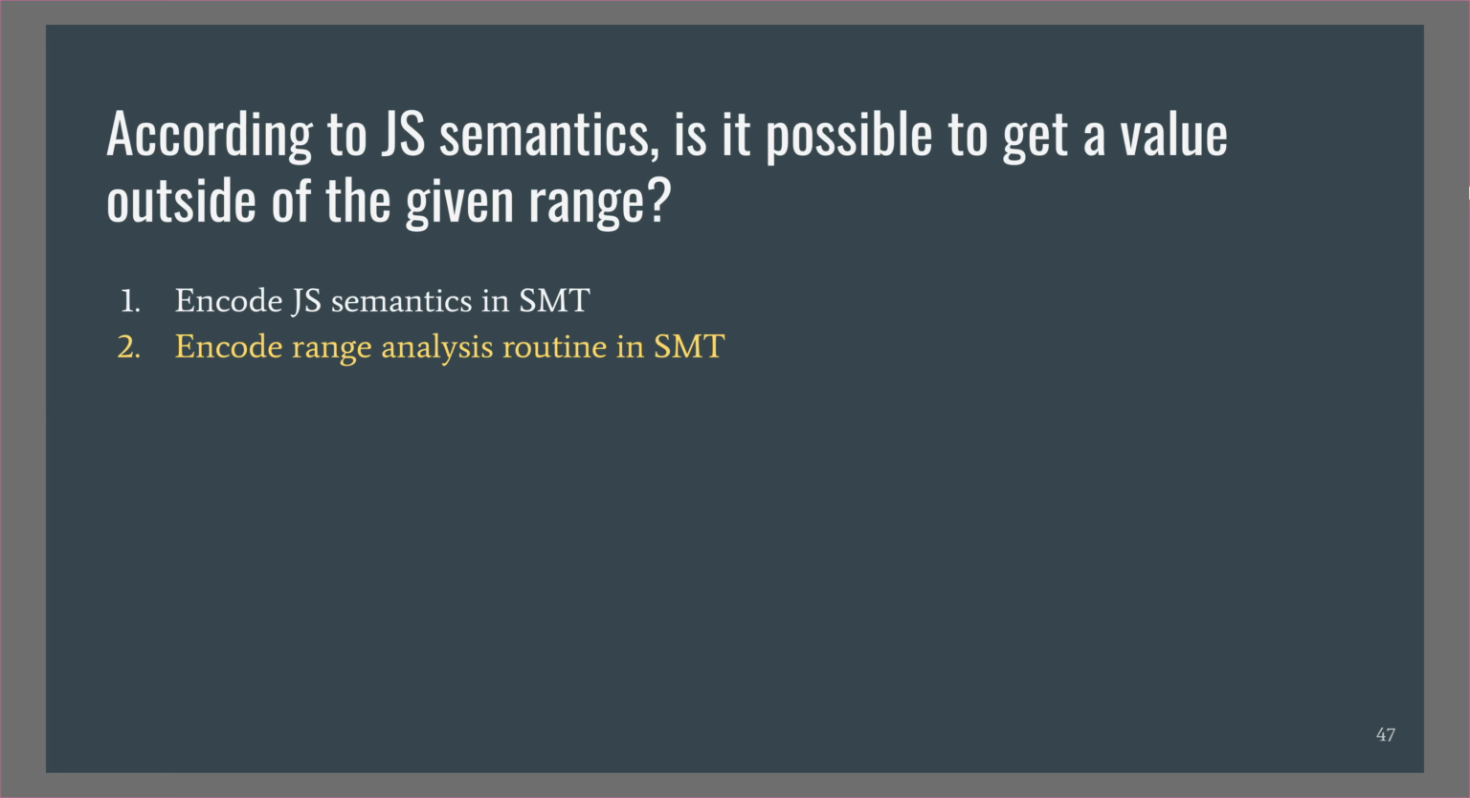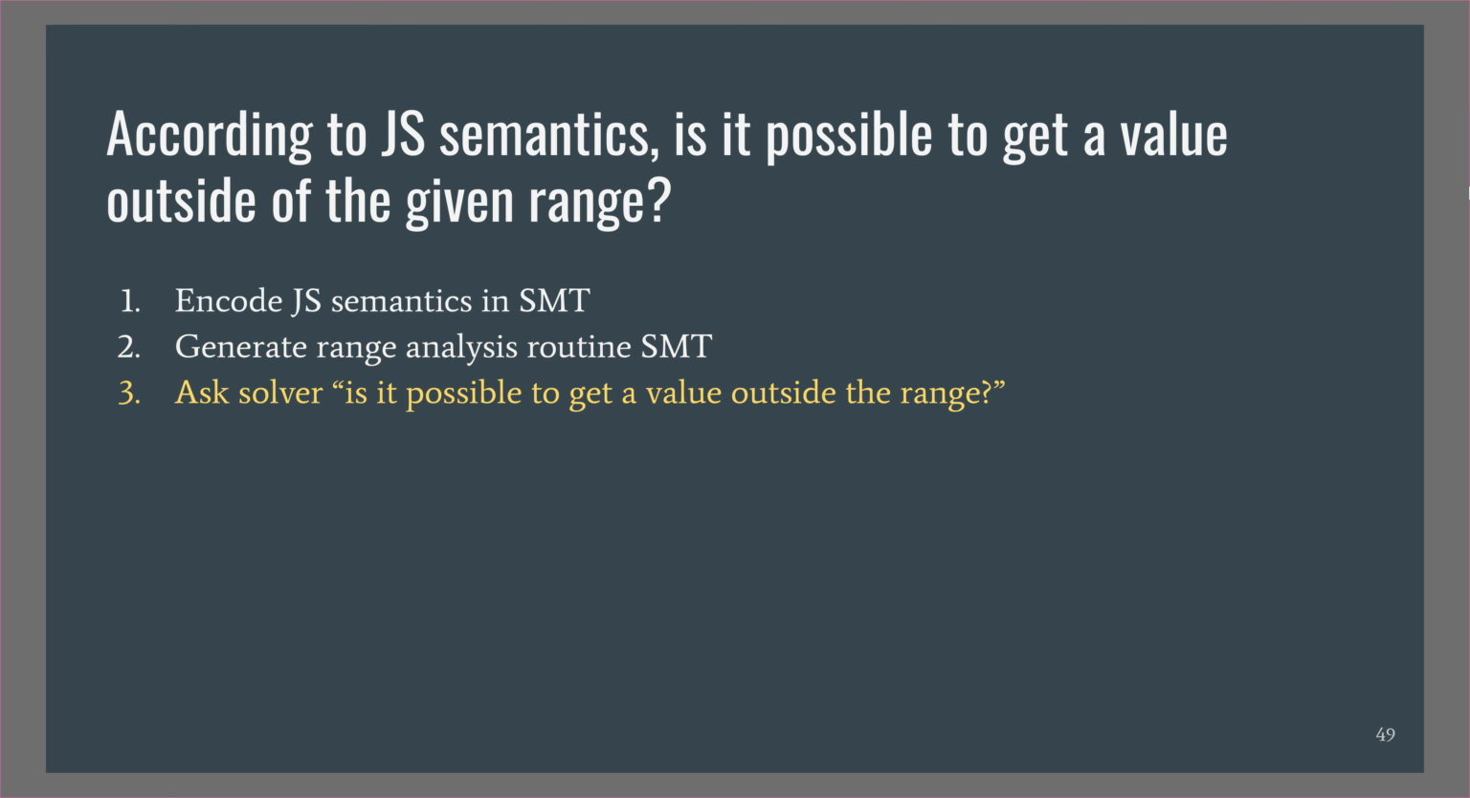So, inspired by projects like Alive and Cobalt, at this step, we'll automatically generate the SMT from the C++ source code. And then, finally, we're going to ask the solver, is it possible to get a JavaScript value outside the computed range? For now, let's just assume that the SMT solver can magically do this for us and look at steps 1 and 2. Then we'll come back to step 3 in great detail at the end.